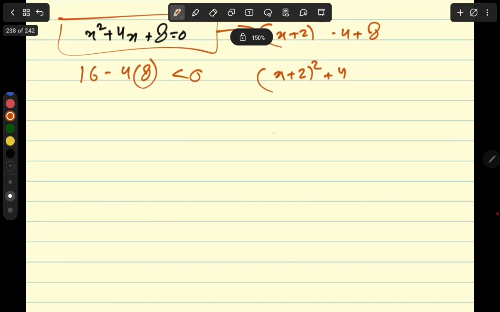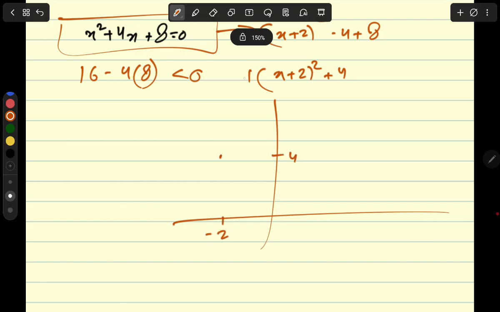Now what does this show us? This shows us that the turning point exists at (minus 2, 4). And this is a minimum type curve because the coefficient of this bracket is positive. Therefore the graph is a minimum type curve that is unable to reach the x-axis. Therefore there are no solutions to this function, right?